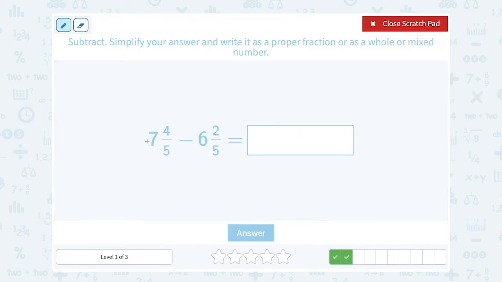So if I said 7 minus 6, that would give me a whole number of 1. And then for the fraction part, if I said 4/5 minus 2/5, well, I would still be out of 5, right? They already have a common denominator, so the denominator would stay the same. And then I can subtract and say 4 minus 2 would leave me with 2. So this would be 1 2/5.